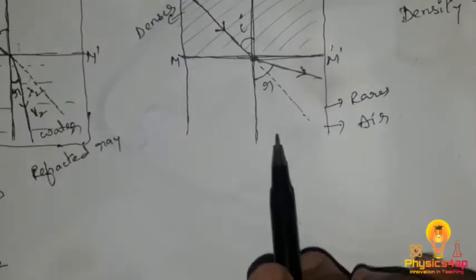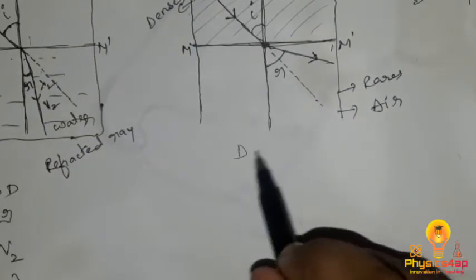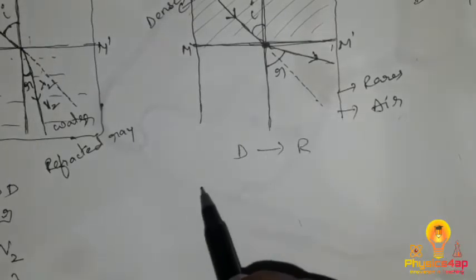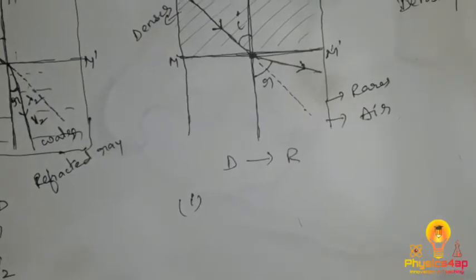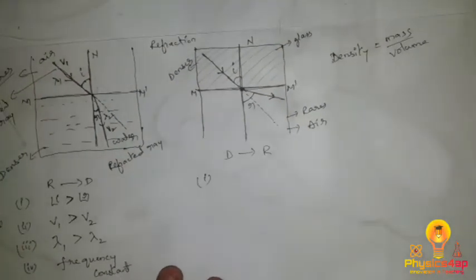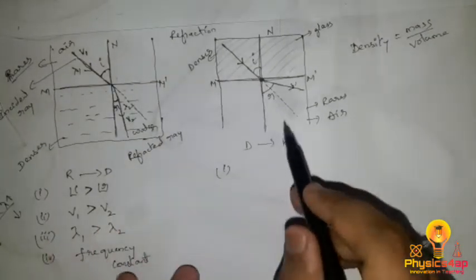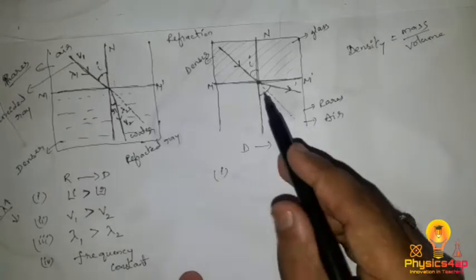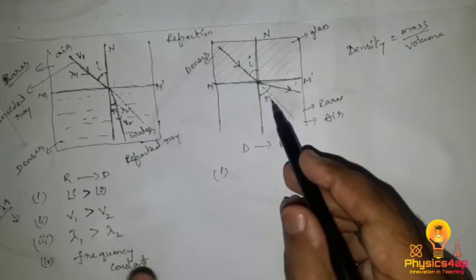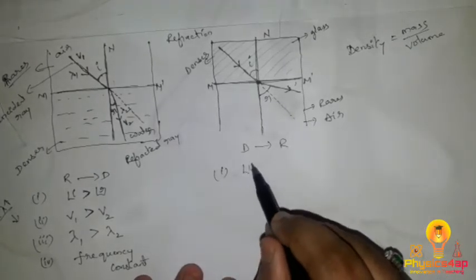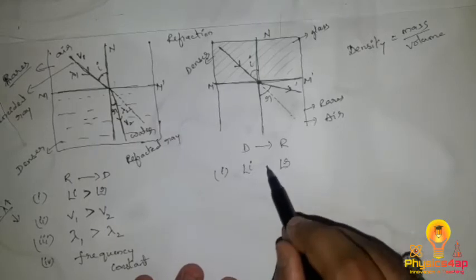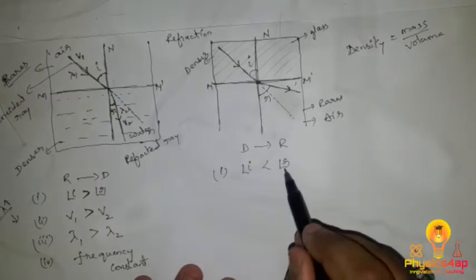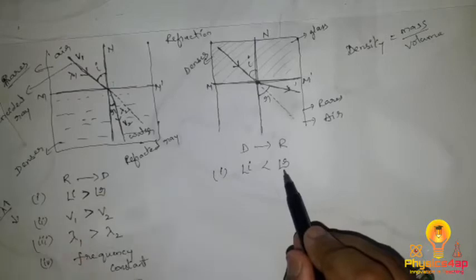Now let us see the conditions over here, denser medium to rarer medium. Let us see the first case. When light travels from denser medium to rarer medium, if you observe the angle between these two, which is the greater one? Yes, the angle of refraction is greater. So when you compare the angles, the angle of incidence is less than the angle of refraction.